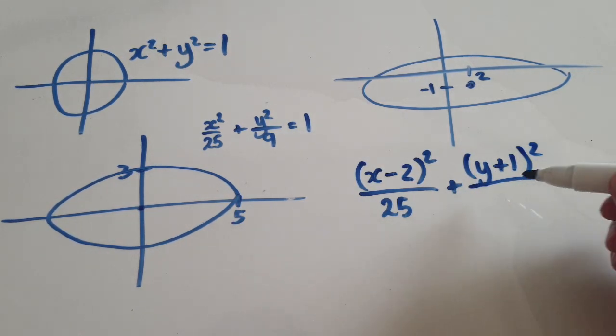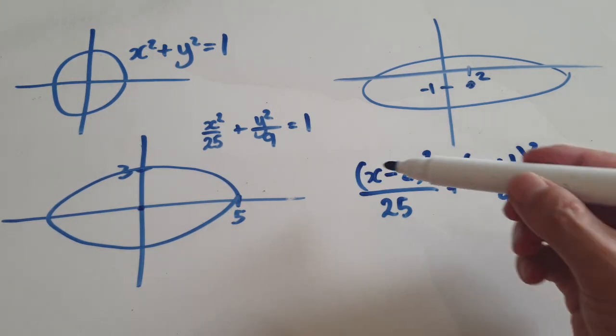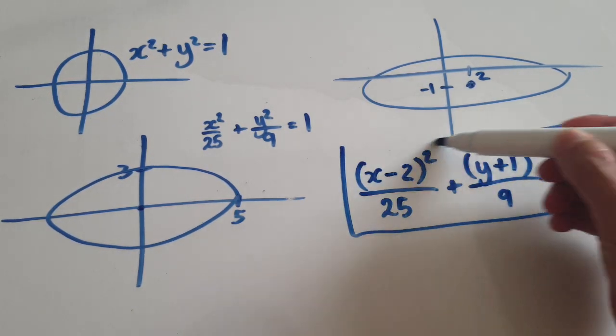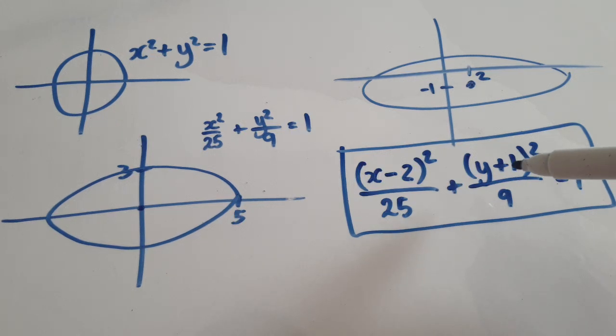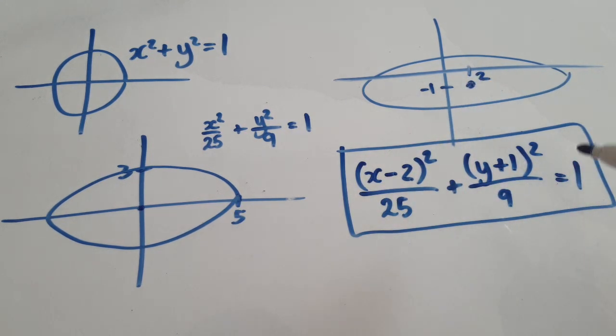So now the equation of our ellipse is given by this. If you punch this into a graphical calculator, it would move it across by 2 and then down by 1. Okay.